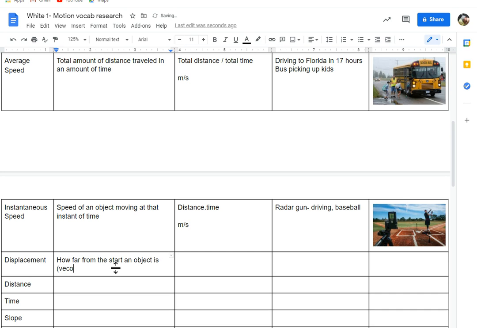Do you guys know what a vector is? No, so writing vector quantity isn't really going to help. A vector talks about the size and the direction. So it's not the total distance. Remember, it's a straight line from the start to the finish.